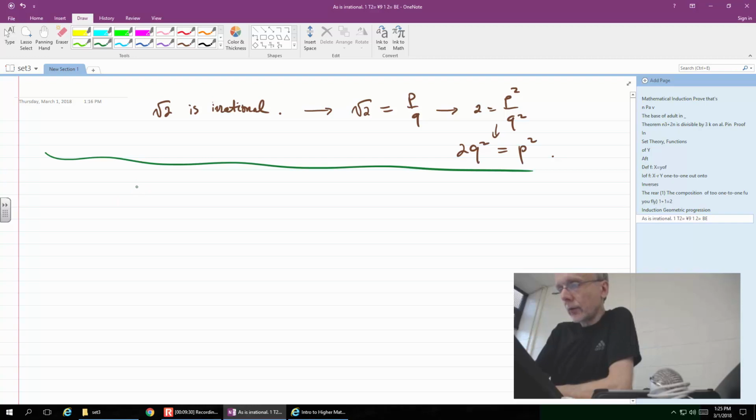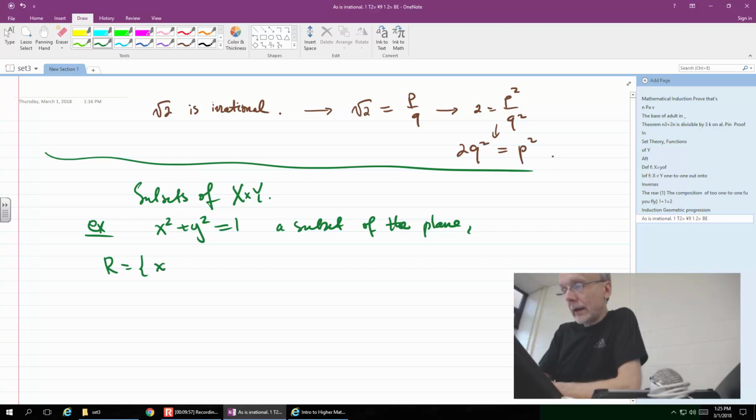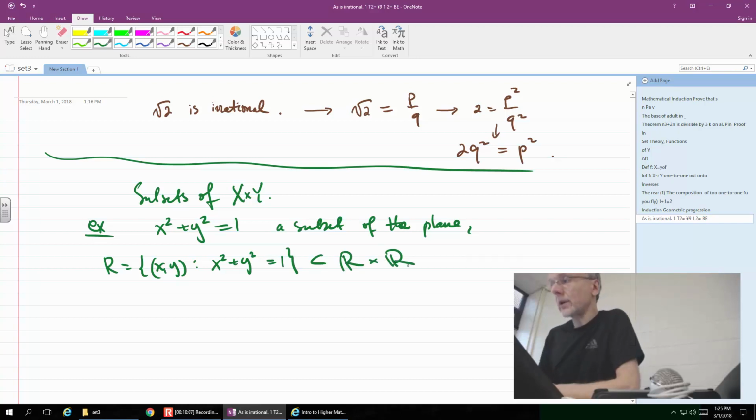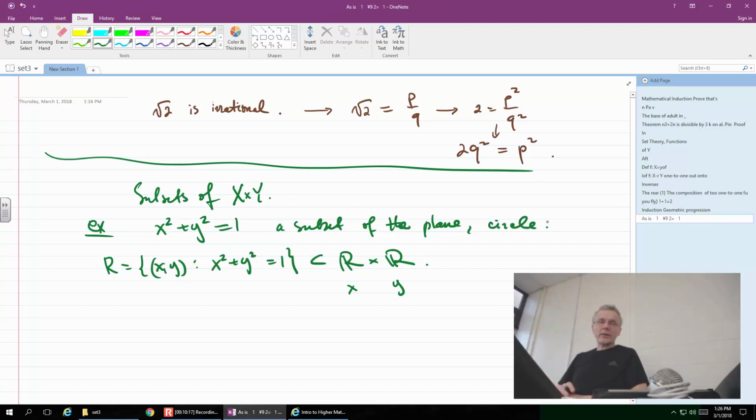Well, to remind you, take subsets of x cross y. As an example, I take x squared plus y squared is equal to 1. It is a subset of the xy plane. So the equation is not a subset; the set is, say, R equals the set of pairs (x, y) with x squared plus y squared equal to 1. It is a subset of the plane, which happens to be R cross R. These are x's, these are y's. You remember this is a circle of radius 1, centered at 0.